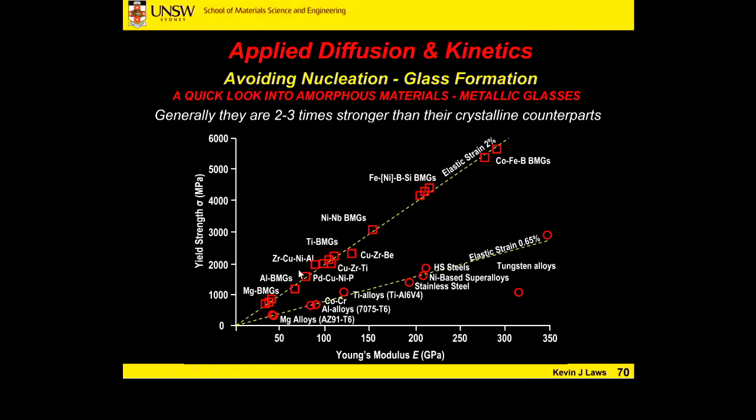So mild steel, does anyone know the yield strength of mild steel? Roughly about 200 MPa. That's down here. There's mild steel. So these materials are essentially already here. They're 10 times the strength of mild steel. More closely, 20 times the strength of mild steel, for example. And that's just due to that amorphous structure.